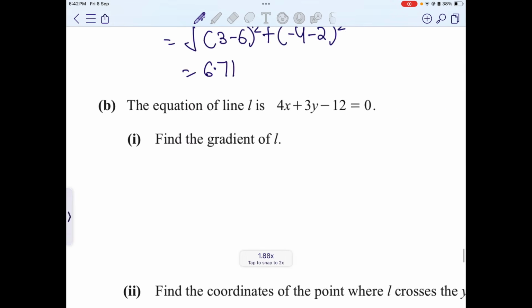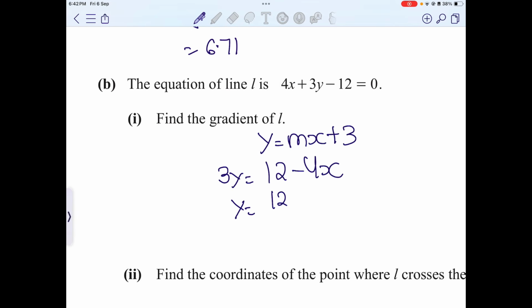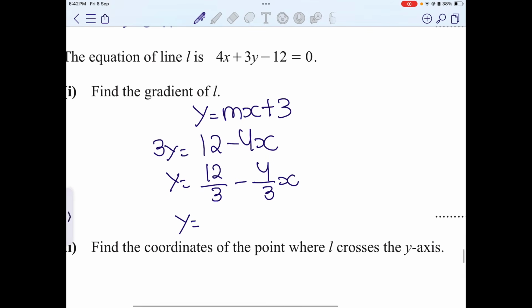Now moving on, it says that the line L is given as 4x plus 3y minus 12 is 0. Find the gradient of L. Now whenever you want to find the gradient, always remember that the equation should be in the form y equals mx plus c, which it is not currently. So in order to make this, isolate y to one side and put everything else, that is 12, on the other side, minus 4x. You see y still has a coefficient and we don't want that coefficient, so we divide by 3. y is basically equal to 12 over 3, which is 4, minus 4 over 3 x.